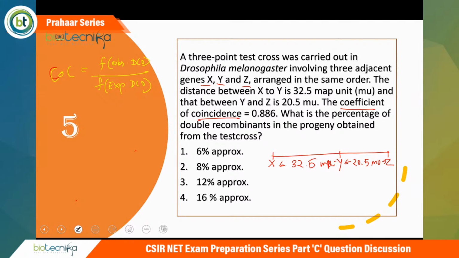Now, in this situation, coefficient of coincidence is given. What you have to calculate is this value: what is the frequency or percentage of double recombinants in the progeny? So this value is already given, and this value we have to calculate. How can we calculate that? We can calculate it as the multiplication of their individual crossing over frequencies.